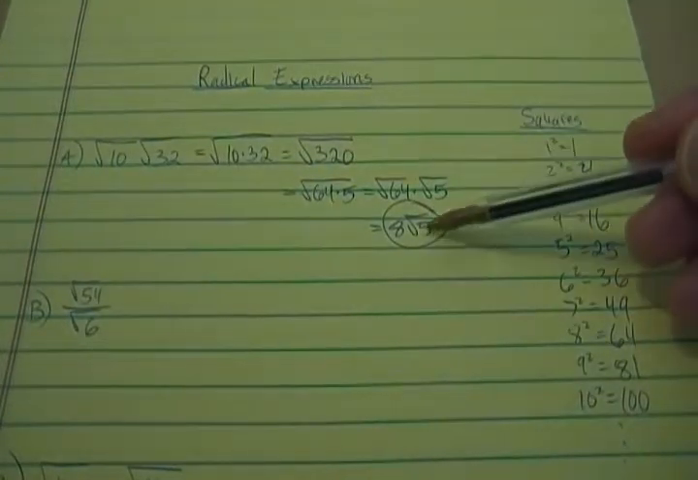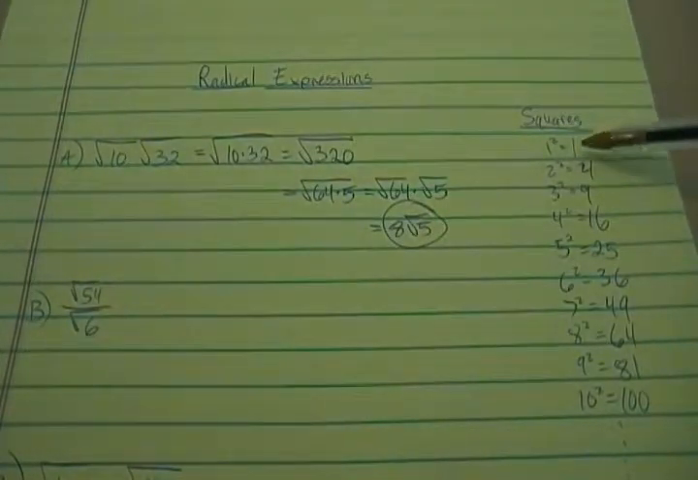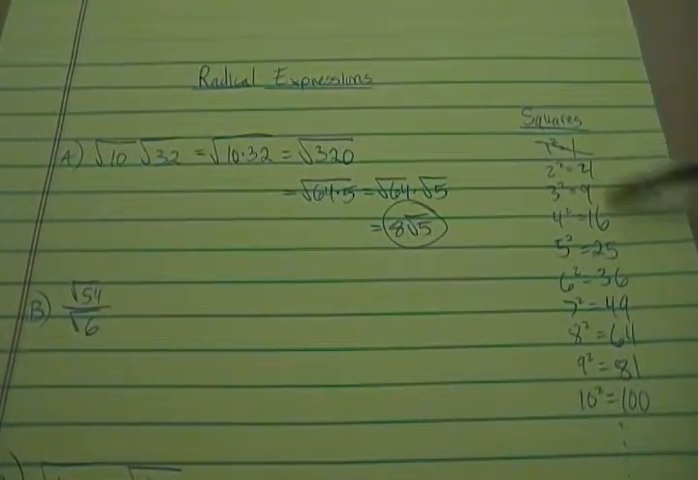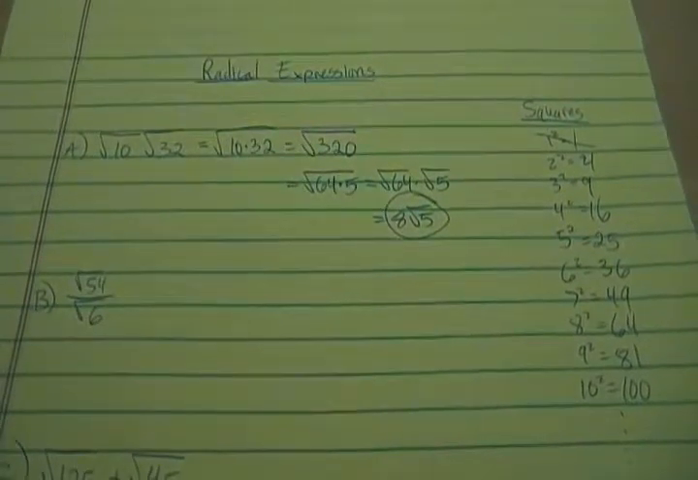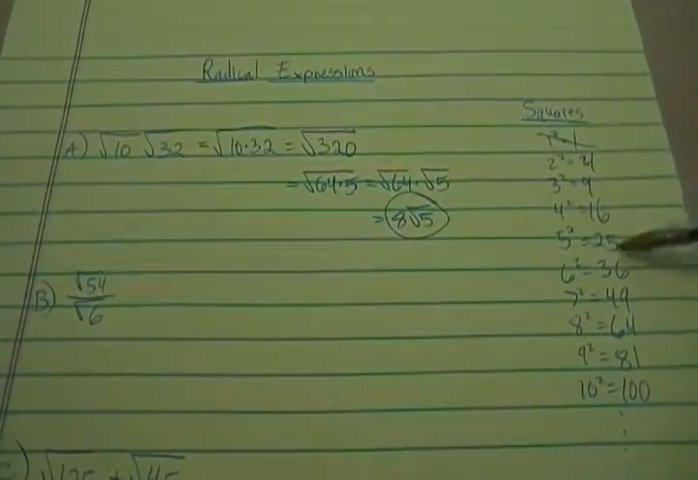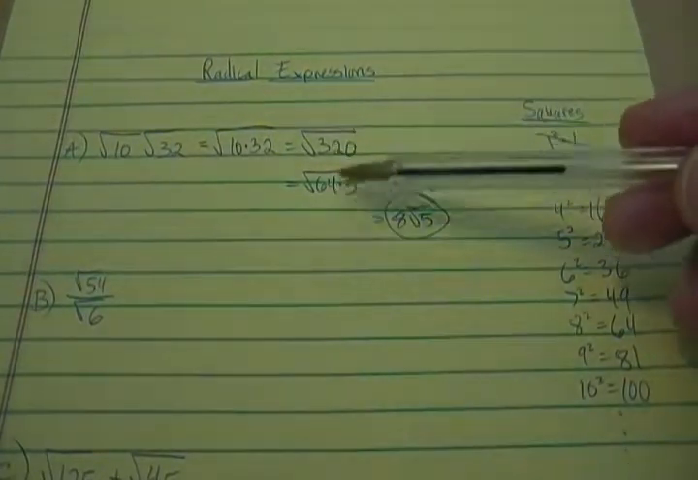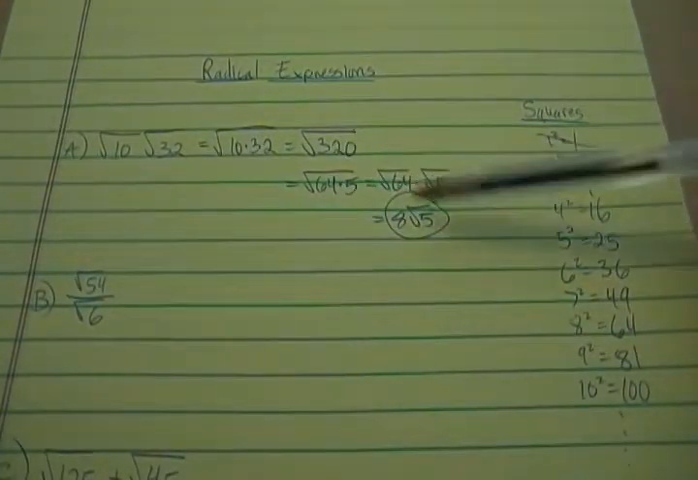The square root of 5 we cannot simplify anymore, because we don't have any of these perfect squares other than 1 that's going to divide evenly into 5, so we can't simplify that root anymore. So the square root of 10 times the square root of 32 equals 8 times the square root of 5. That's how you approach these types of problems. When you have to simplify a large number inside the root, you look for one of these perfect squares that divides evenly into it, and then it's almost like you can pull out that perfect square.